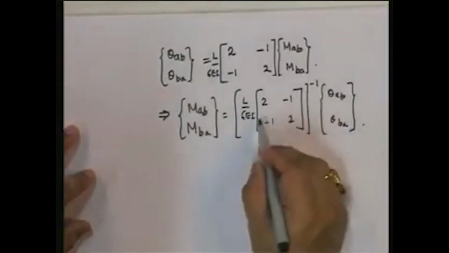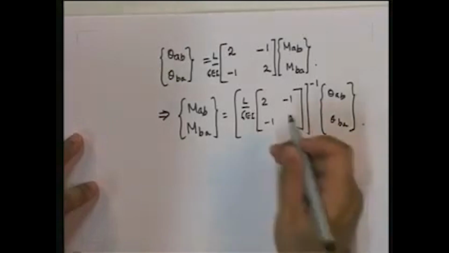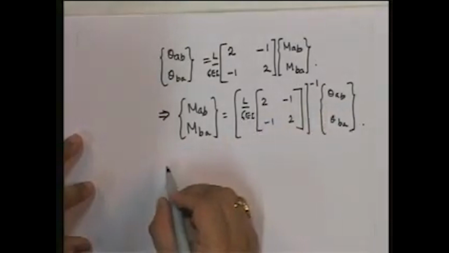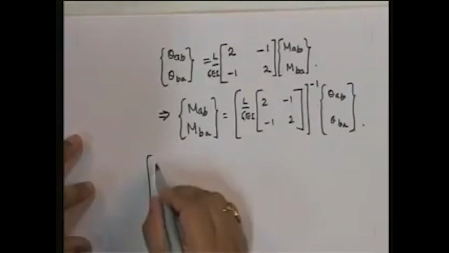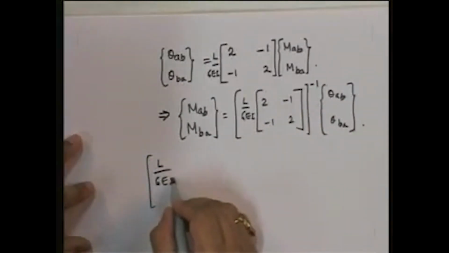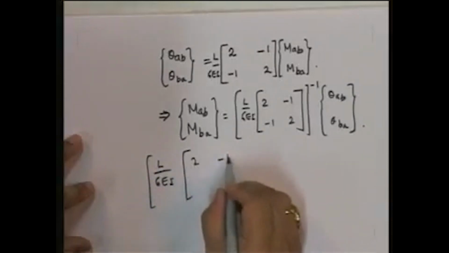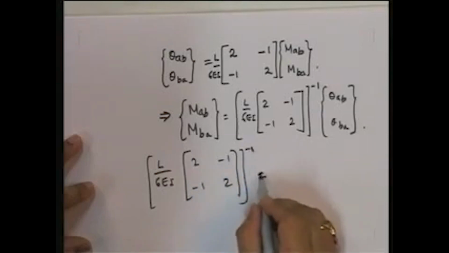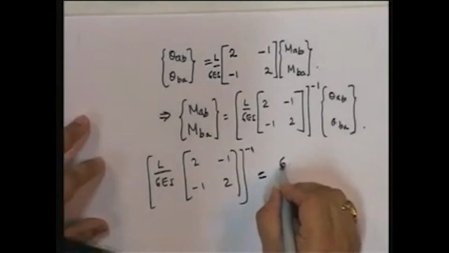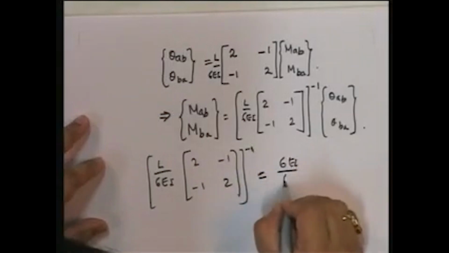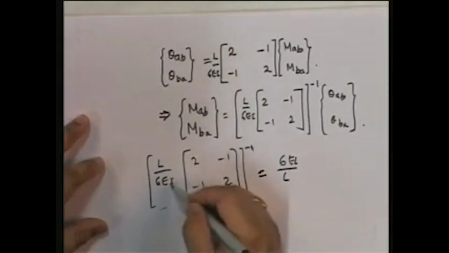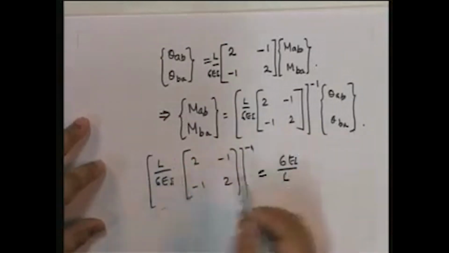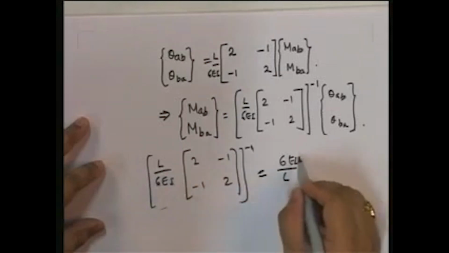Now, what is the inverse of this? Well, it's simple. How do you find out the inverse? You find out the factors, and then if you look at this, the inverse of L upon 6 EI times the matrix 2, minus 1, minus 1, 2 will become 6 EI upon L. That is just this flipped. The inverse is obviously just 1 upon this. What is the inverse of a scalar? 1 upon the scalar. So 1 upon this is equal to 6 EI upon L.